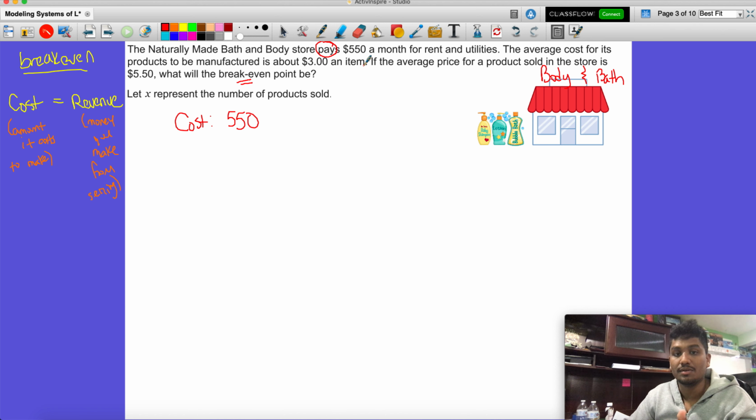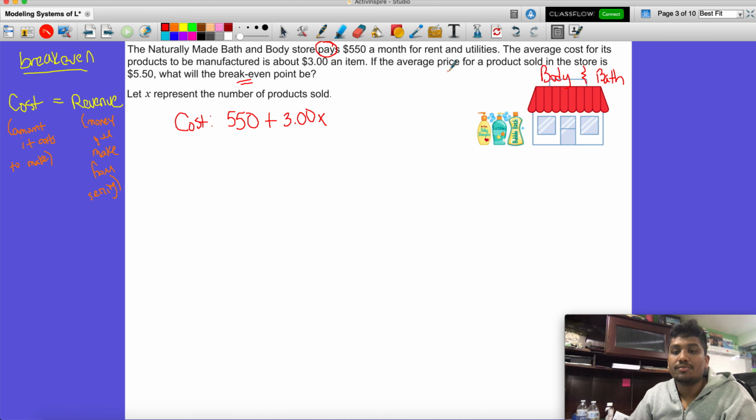an item. Okay, so the question says let X represent the number of products sold. So in addition to this 550, it also costs them $3. Now this just represents one item. To represent a bunch of items, we're going to put an X there. So $3 per item, right?